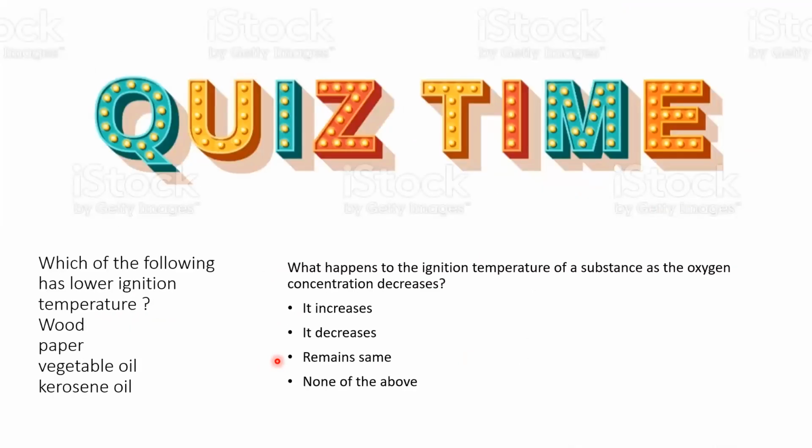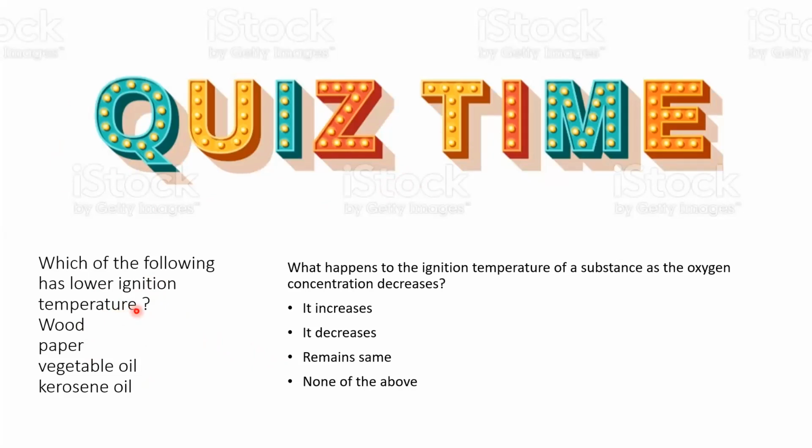It's time now to wear your thinking cap once again. Which of the following has lower ignition temperature? This is the first question of my quiz time. Quiz is the thing which children enjoy the most. Your options are wood, paper, vegetable oil, and kerosene oil. My hint is the thing which catches fire very easily, that has lower ignition temperature. I hope you have guessed the answer.